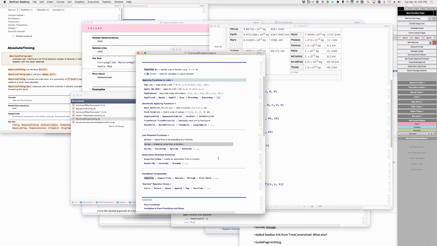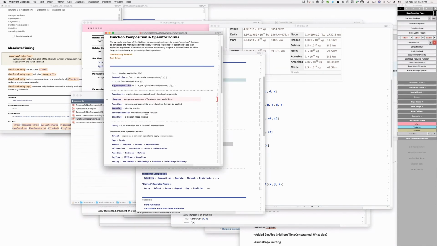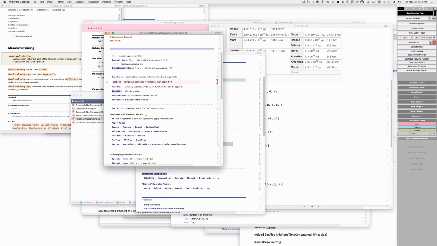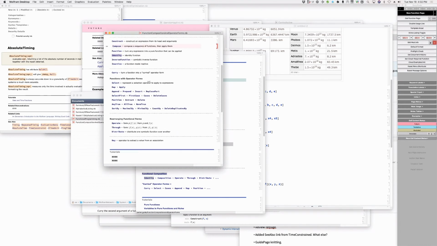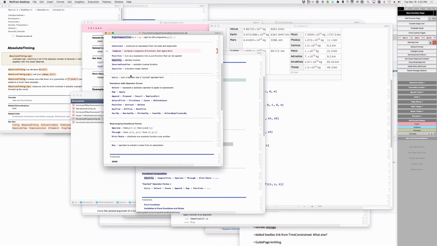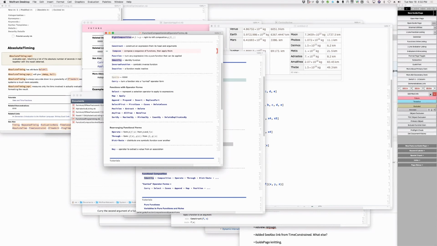All right. Let's look at our functional programming page. Function composition. Well, we've definitely got to have the applied family on here. Functions with operator forms. Okay, so this is our page for curry. So we have to have something on here. It's going to be difficult to distinguish here. Hold on.